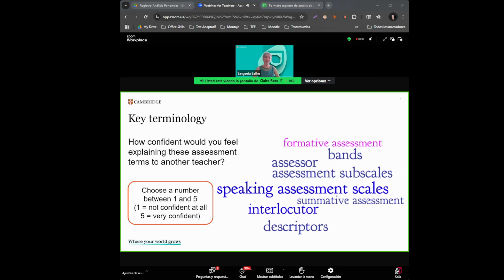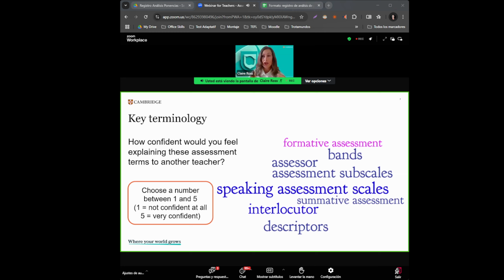I don't think so. I think I probably knew what an assessor was, but not even specifically to do with Cambridge exams, just generally. And that's about it. Yeah, I don't know, it really can be confusing, can't it? And I can see a lot of range of numbers in the chat, and that's absolutely fine.